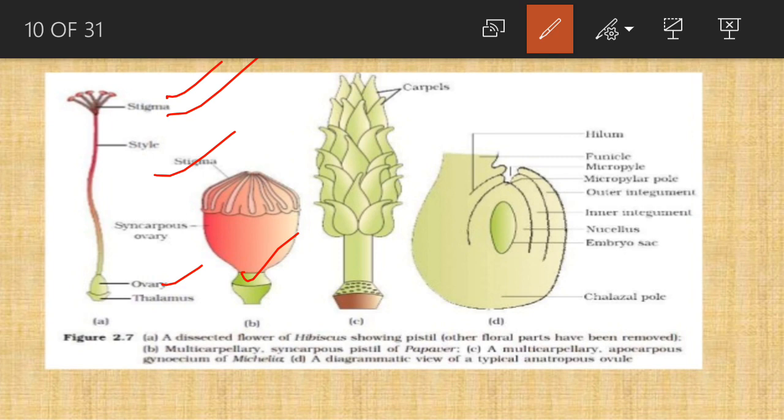In this case there is a formation of a single compound ovary, for example in poppy or papaver or petunia.